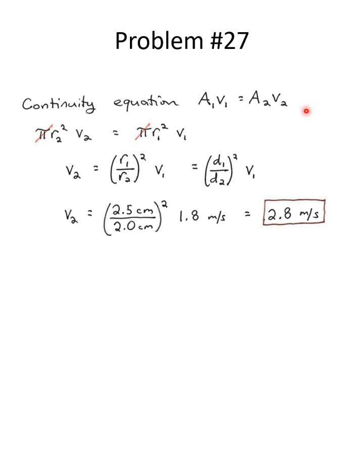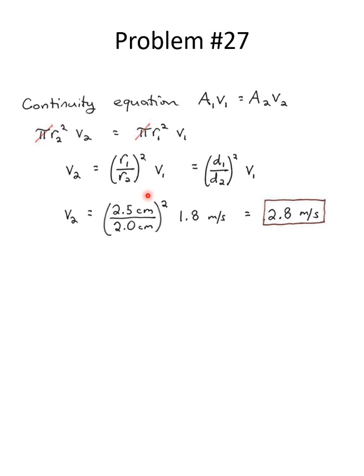And then it's a circular pipe, so we'll say pi R2 squared V2. I've done a switcheroo left and right side because I want to solve for V2. So pi R2 squared V2 equals pi R1 squared V1. The pi's divide out. When I solve for V2, I get R1 over R2 squared times V1. And we could plug in the values just like that.